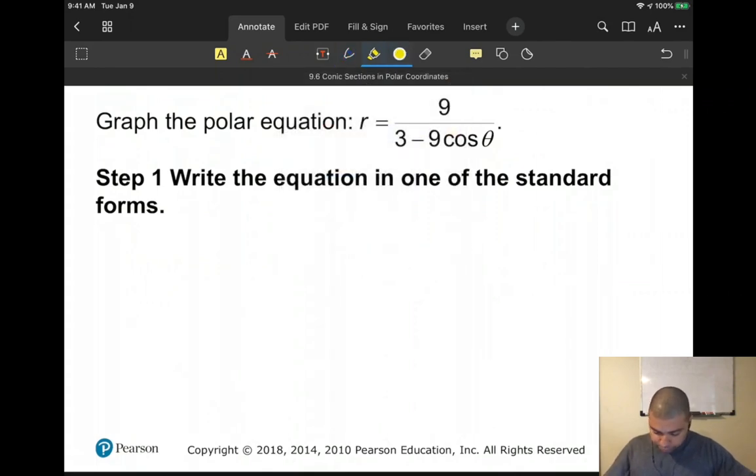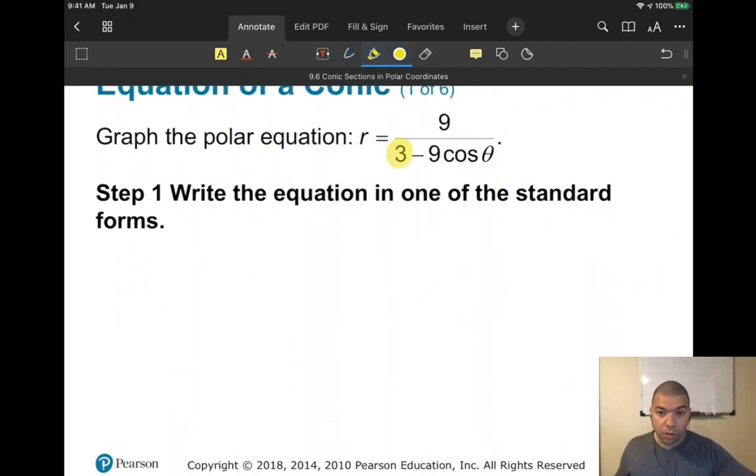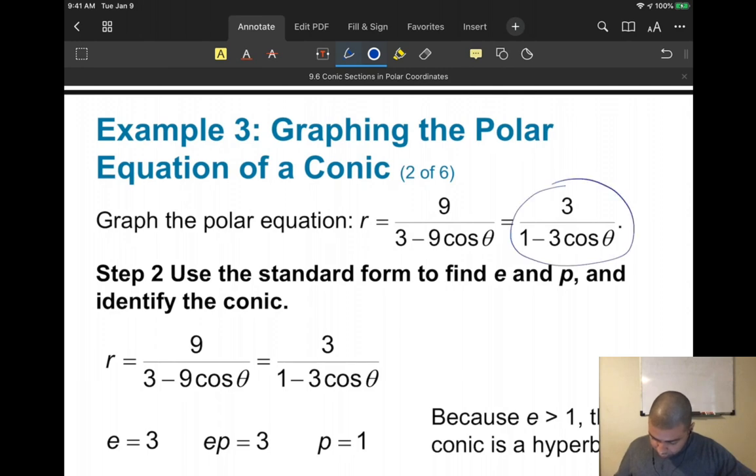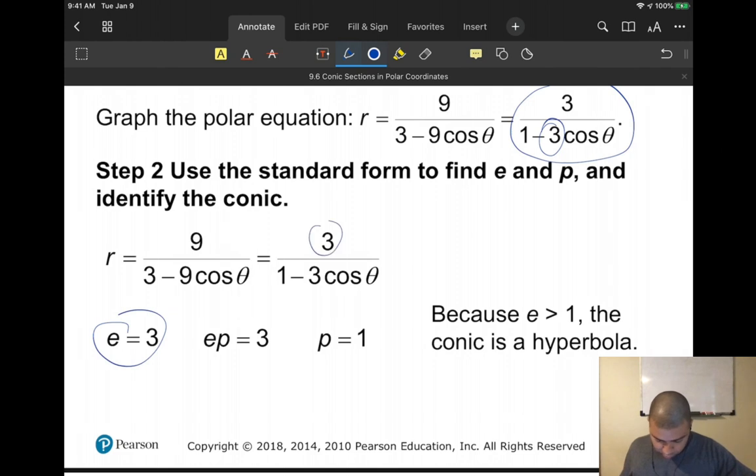Last example that I'll do, this number here, I want it to be a 1, right? So I'll divide by 3. Dividing that by 3 gives me a 3 at the top: 1 minus 3 cosine theta. So I can easily see that the eccentricity equals 3, right? So let me go back. You got this here, right? Eccentricity equals 3, and ep is the top of the equation after you got the 1 here. So ep is 3, so it means p is 1. Because e is 3, which is greater than 1, that's a hyperbola, right?